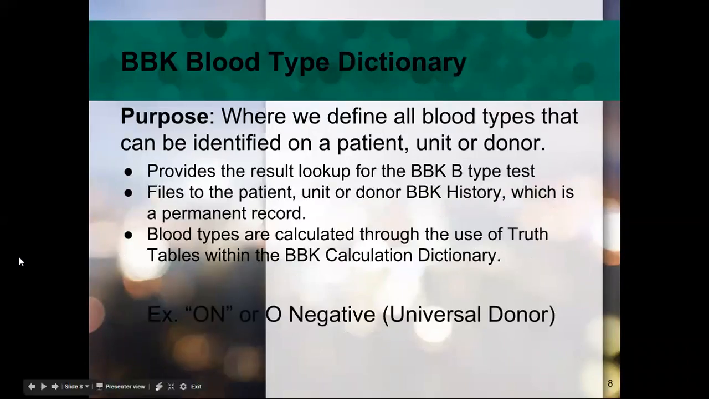So now we're going to move into the BBK blood type dictionary. The blood type dictionary is where we define all the blood types that can be identified on a patient, unit, or donor. Entries built within this dictionary provide the result lookup for B-type tests. When filed, blood types will file to the patient, unit, or donor BBK history. And blood types are calculated through the use of BBK truth tables within the BBK calculation dictionary, as we saw earlier in the presentation.